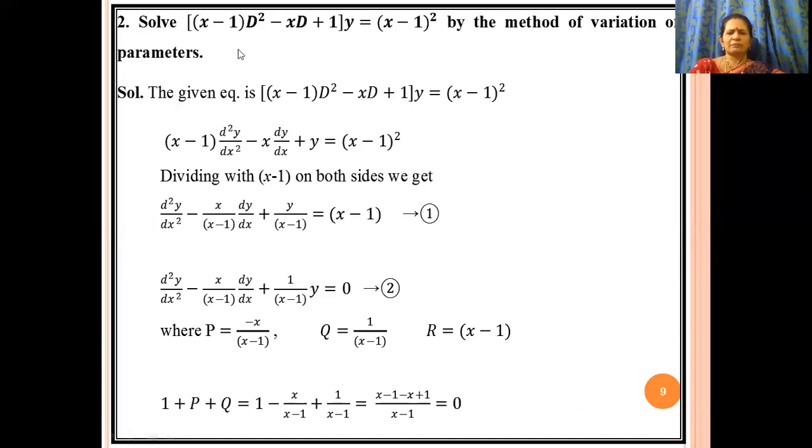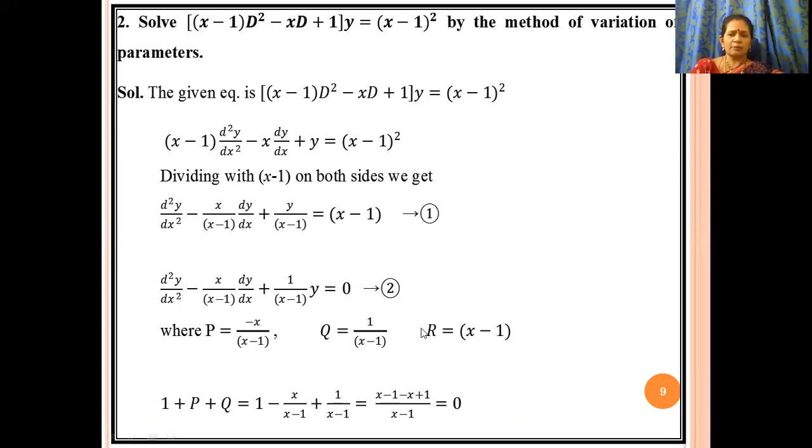This is another type of problem in variation of parameters. Take this and see, here this is not in the standard form. That's why we have to divide: the d square coefficient is always unity. So divide throughout by x minus 1, and we will get this. Now after that, write down what p, q and r are.